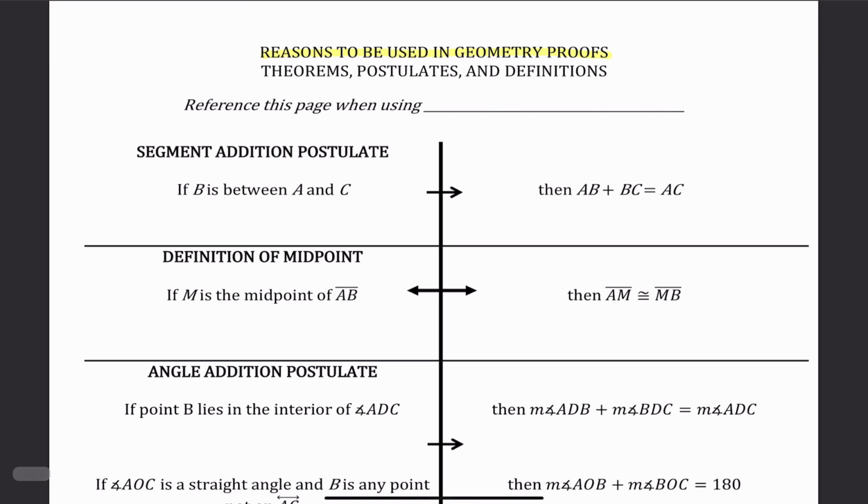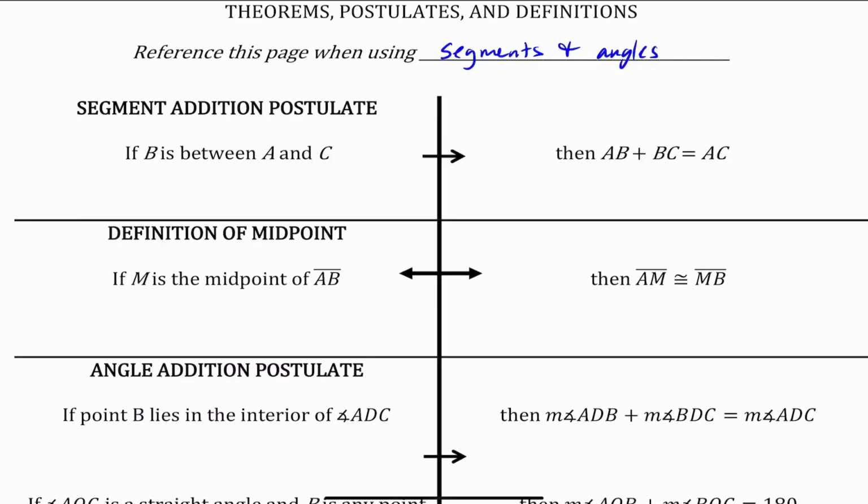We're going to reference this page when using segments and angles. So the first item that we'll be discussing is the segment addition postulate, which states that if B is between A and C, then AB plus BC is equal to AC. So this is what we talked about back in Unit 1. This is basically the part plus part is equal to a whole.